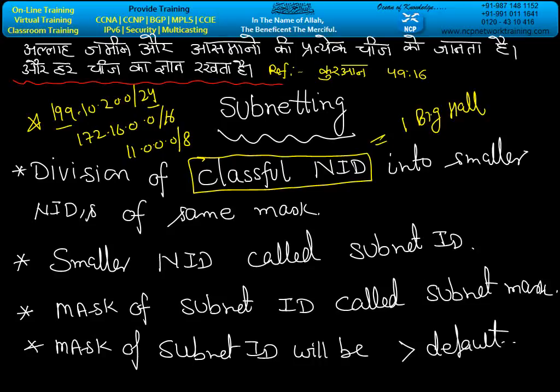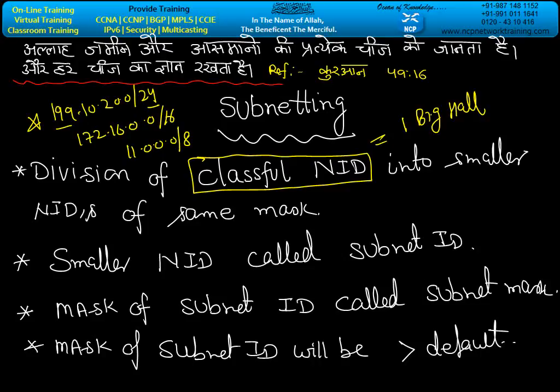Second, a smaller NID is called a subnet ID. Sub means a part, and classful is the hall. If we divide the one hall into smaller shops, each shop is known as a subnet ID. And the third point, the mask of a subnet ID is called the subnet mask.